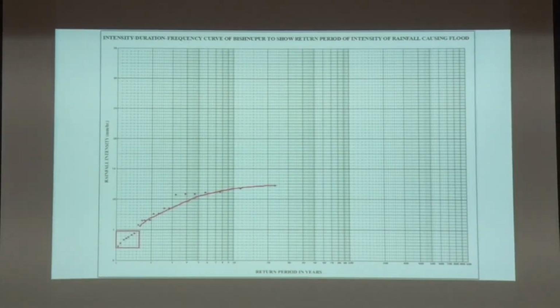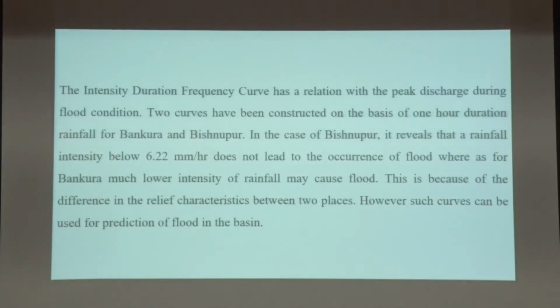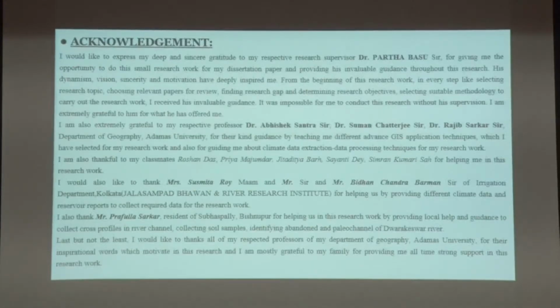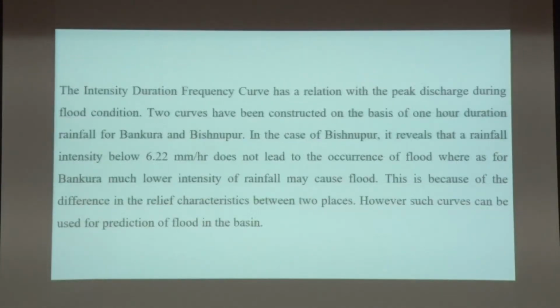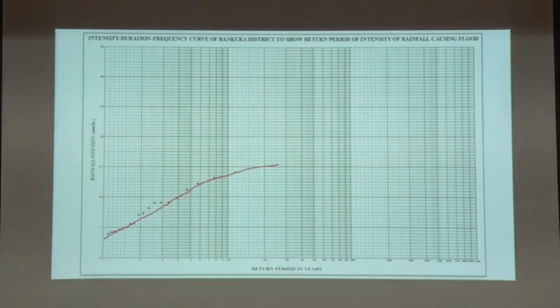We have also done the IDF curve on the basis of 1 hour duration of rainfall data in the case of Bishnupur and Bankura. Here, in the case of Bishnupur, we can see that a rainfall intensity of 6.22 millimeter per hour does not create flood. Over that, the flood situation is created sometimes. And in the case of Bankura, we can see that even very low rainfall intensity creates flood.